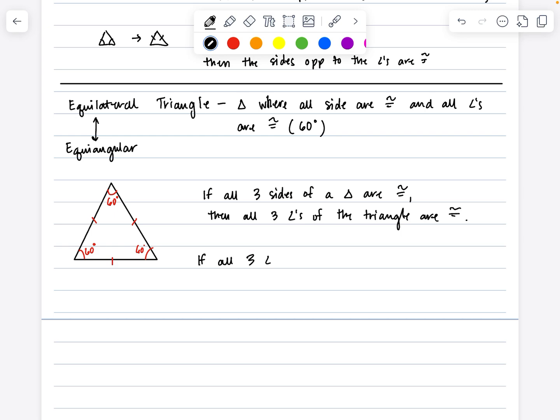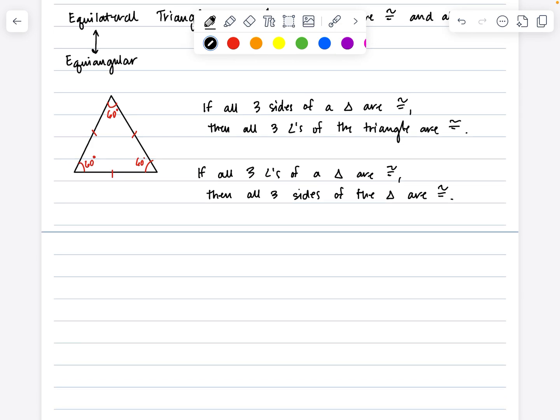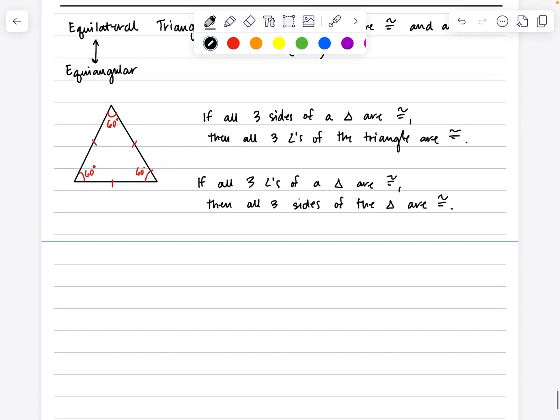If all three angles of a triangle are congruent, then all three sides of the triangle are congruent. Okay? All right. Now we have one more small piece to add to this, and this has to do with perpendicular bisectors. Now we know what perpendicular means. It's two segments, lines, or rays that form a 90-degree angle. Perpendicular bisector. And we know what a bisector is. A bisector is something that divides a segment and angle into two equal parts.